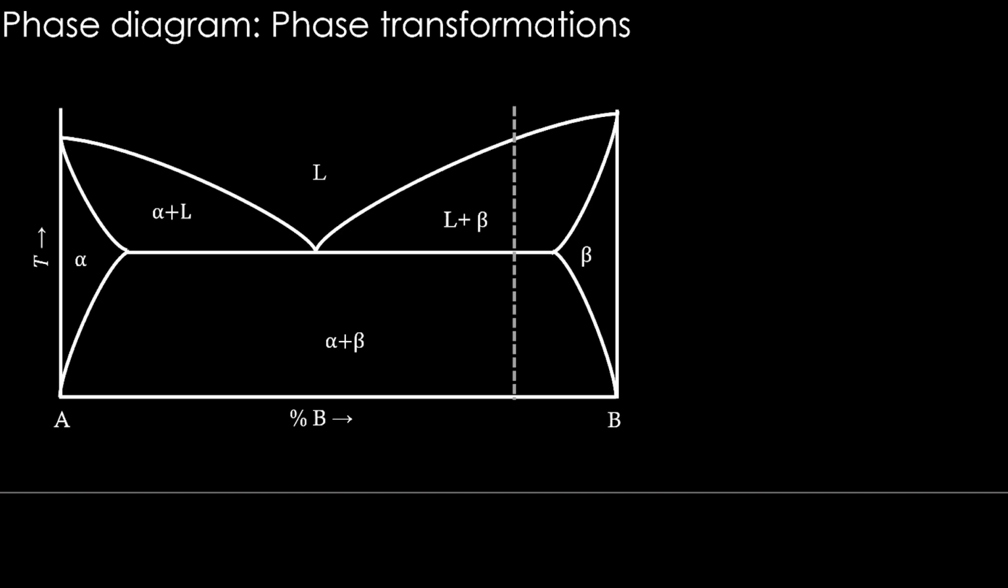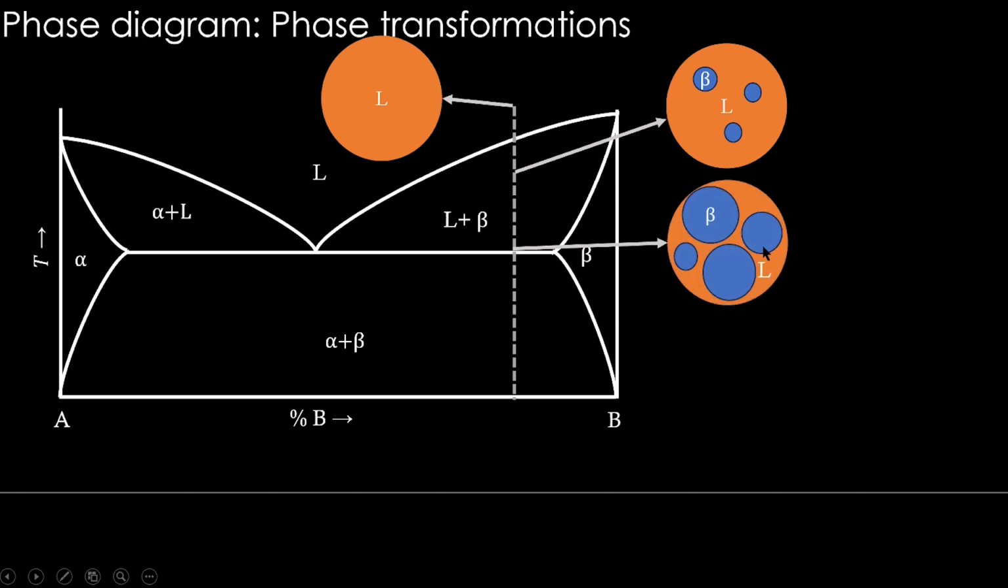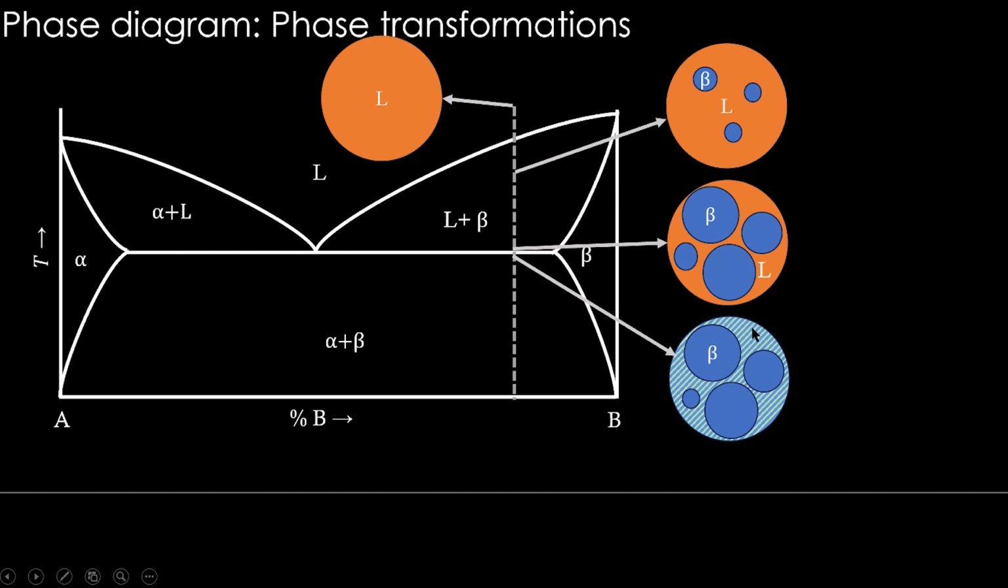What happens in an overall composition of this sort? Okay, here. At high temperature, it is going to be completely liquid, and when we decrease the temperature and enter into the liquid plus beta region, we are going to have liquid and some beta. As the temperature decreases, just above the eutectic line, what we are going to see is predominantly beta and some liquid.